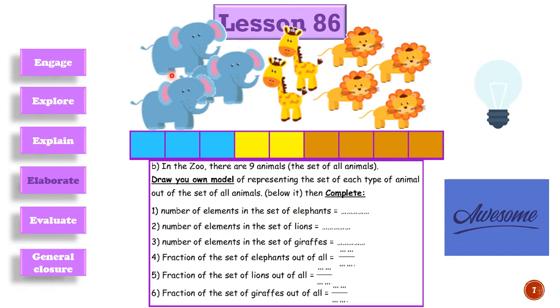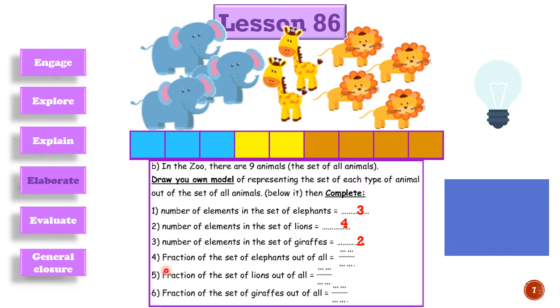How many elephants here? Yes, 3. It will be 3 only. How many elements in the set of lions? How many here? 4. Excellent job. How many elements there in the set of giraffes? How many? Yes, 2. Excellent.